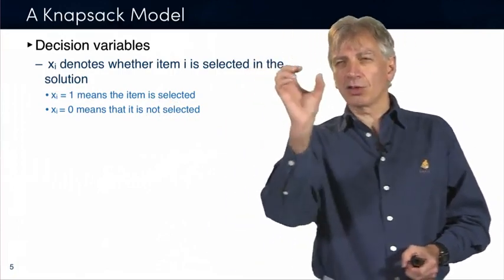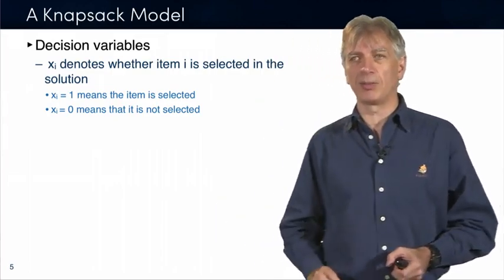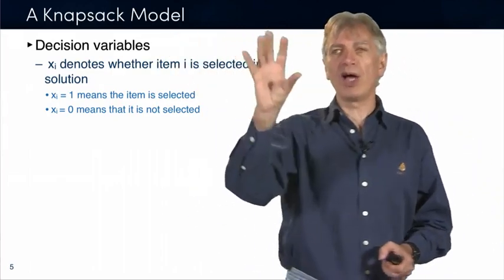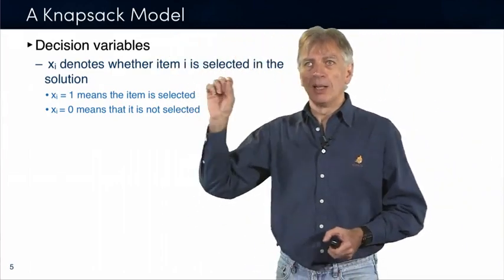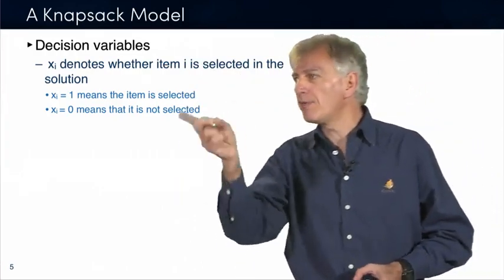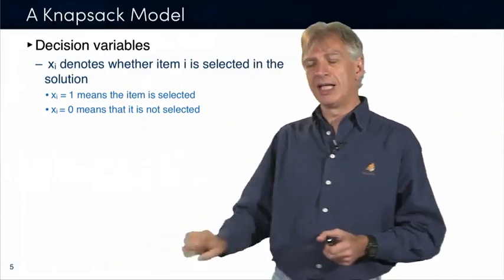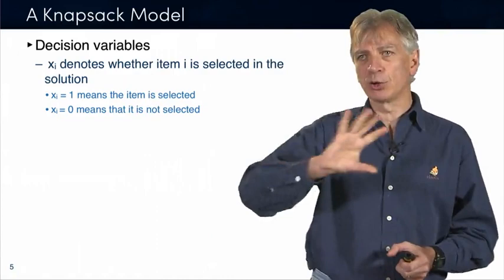So the goal of the optimization model will be to find the values of all these decision variables, whether you assign a 1 or a 0 to every one of them. That's going to be the goal. But when you see the values of these decision variables, you know what to do. Every decision variable which is a 1, you know that you want to put in the knapsack. The ones which are 0, you don't.